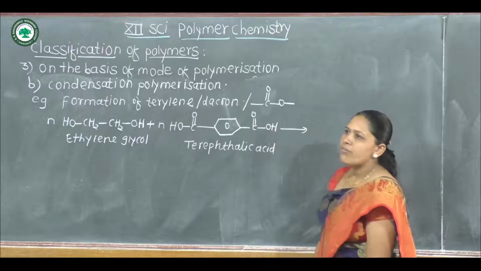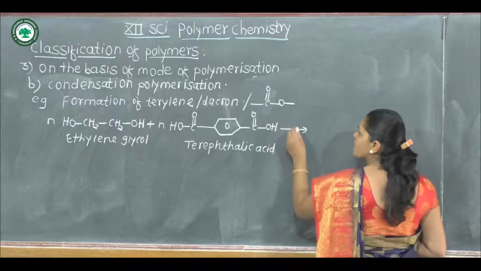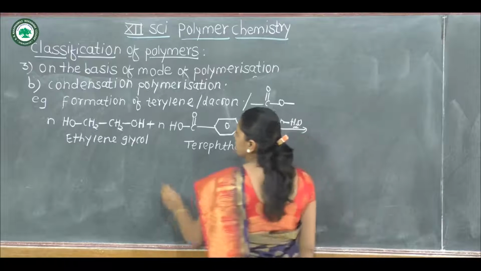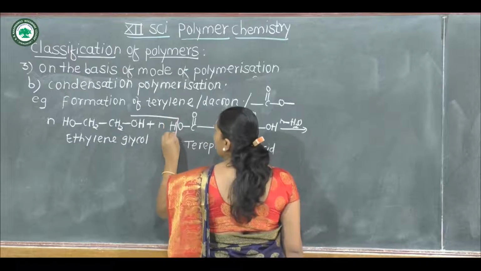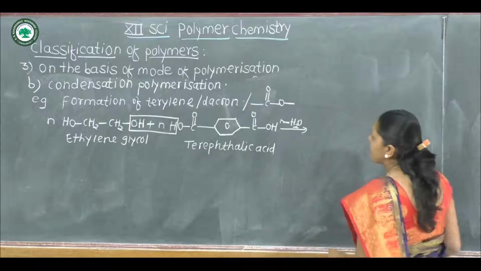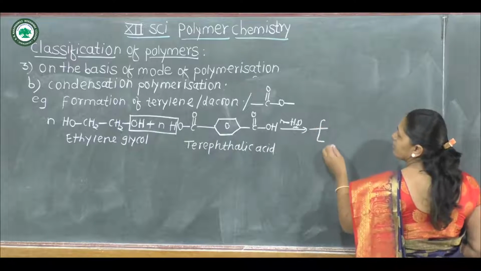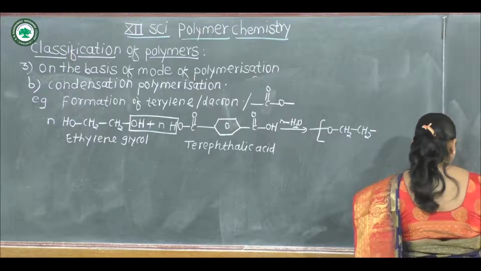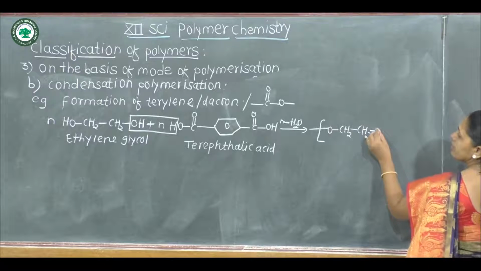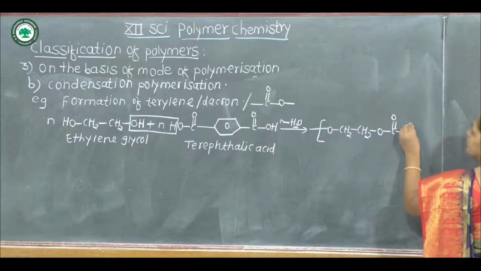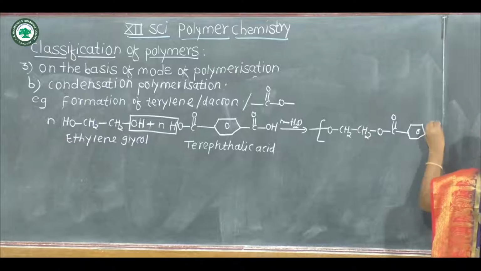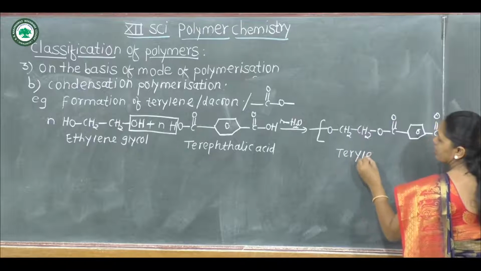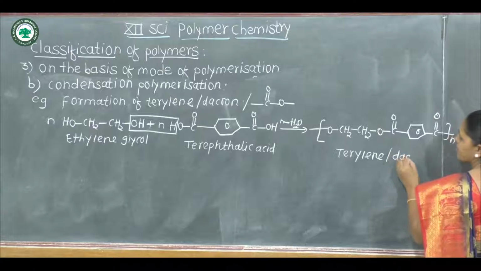Here, there is removal of some small molecule, that is condensation, removal of n number of water molecules, OH from alcohol and hydrogen from acid, to form a polymer, that is polyester, or it is called as terylene. This is terylene, or it is also called as Dacron.